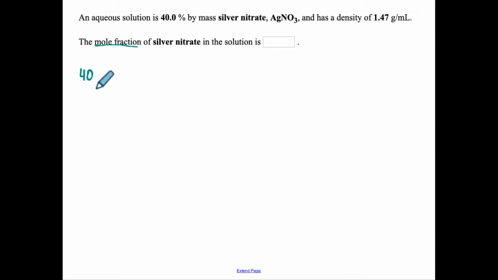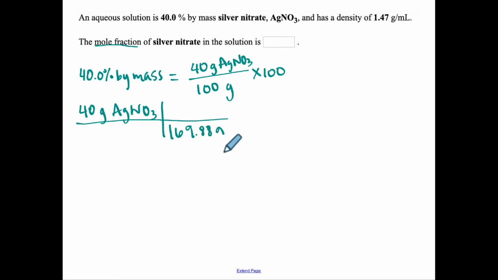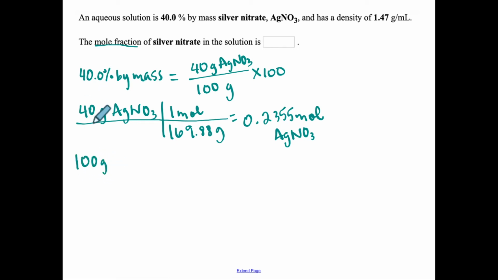All right, in this problem, we're trying to find the mole fraction, and we are given that the solution is 40% by mass. The easiest way to solve this problem is to assume that you have 100 grams of solution, and that's going to make the grams of the solute, silver nitrate, 40, because you take 40 divided by 100 times 100. So if you have 40 grams of AgNO3, you can solve for moles by dividing by its molar mass. It's 169.88 grams. When you divide, you end up with 0.2355 moles of AgNO3.